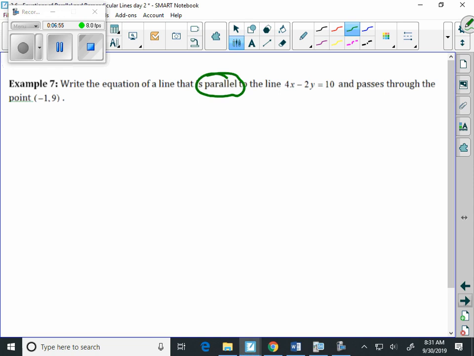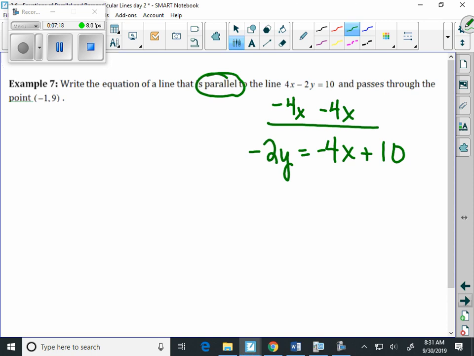So in other words, what we have to do is put this equation in slope-intercept form. And slope-intercept form means solve for y. We're going to take 4x minus 2y equals 10 and subtract 4x from both sides. And it's -2y equals -4x plus 10.